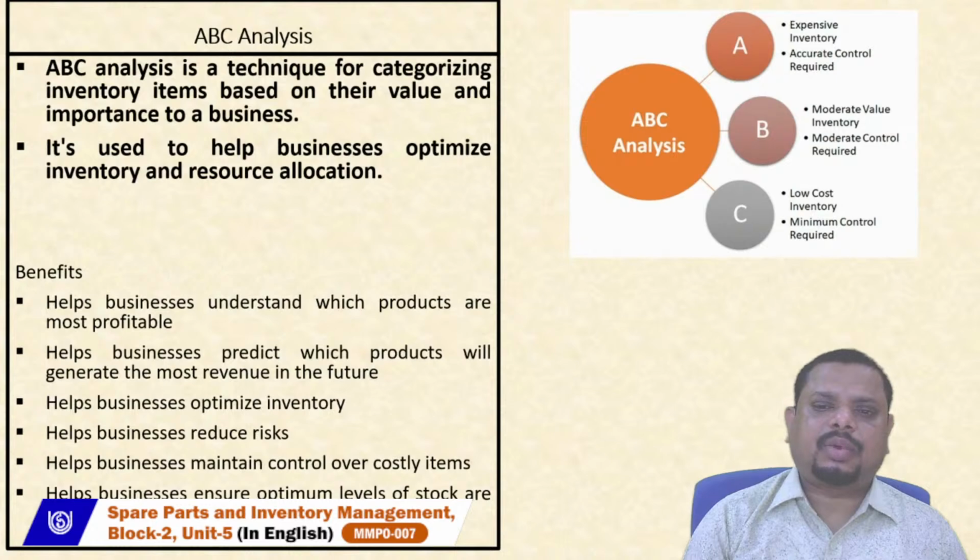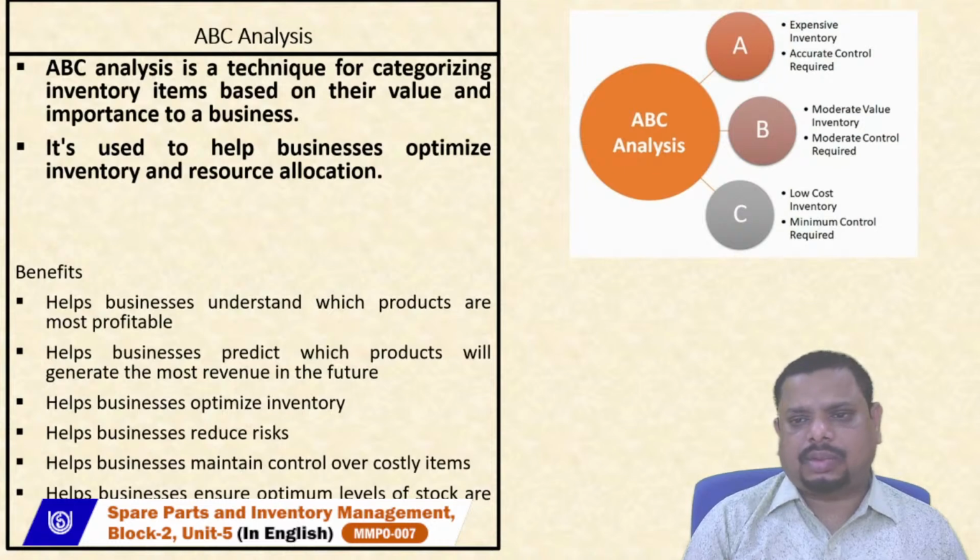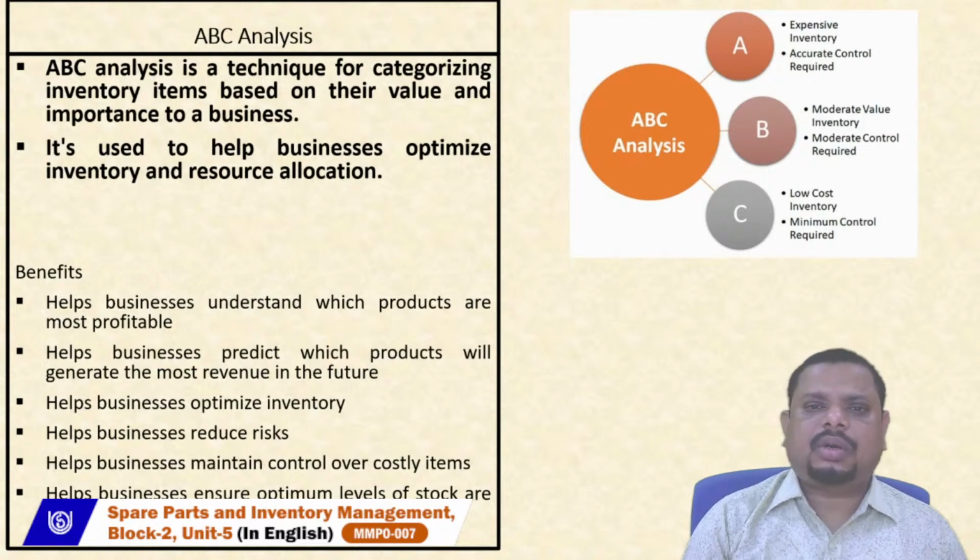So let's take an example of a healthcare organization where the diagnosis machines like your X-ray machines and MRI machines are very expensive inventories, and accurate control should be required. In healthcare organizations, they maintain one or two machines. Similarly, for moderate value inventories, in the same example, pharmaceutical items are moderate value inventories. In that case, moderate control should be required.